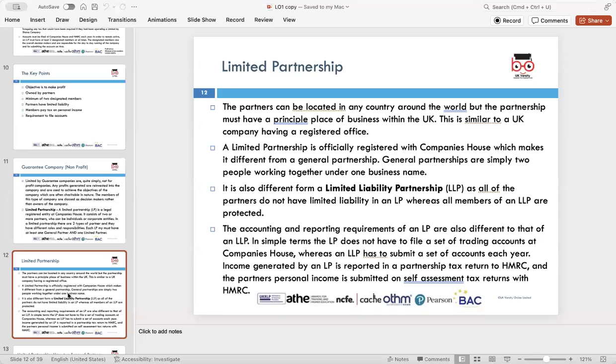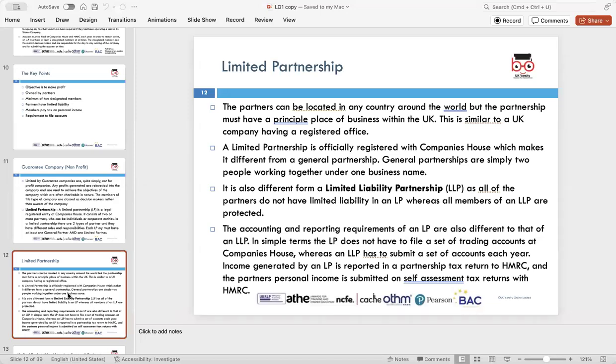Generally speaking, a general partnership consists of 2 individuals working together under the same business name. One more distinction between this and a limited liability partnership is that in a limited partnership, or LP, not all of the partners have limited liability, whereas in an LLP, all of the members are protected from liability.